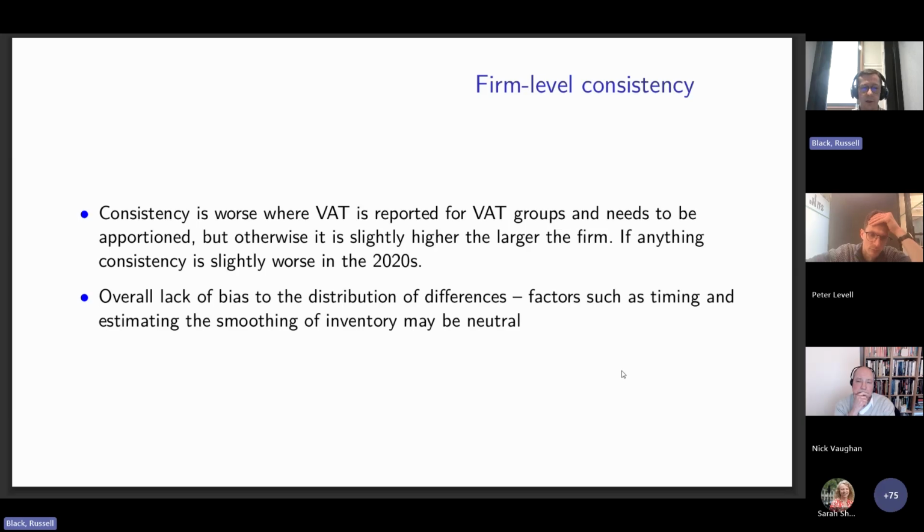Overall, the best we can take is there is a lack of bias, but this will affect the robustness of the results of anything that we use this data for. If the smoothing of inventory was not neutral, again, though, that would be something to be much more worried about at this stage.